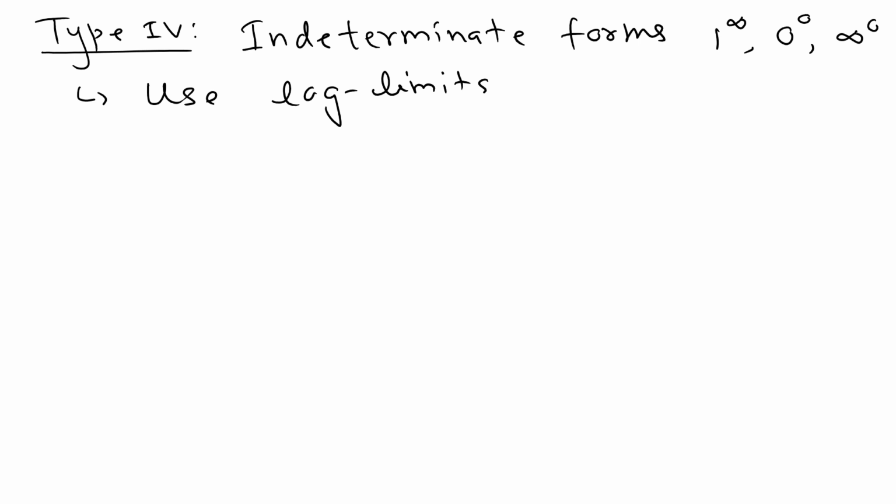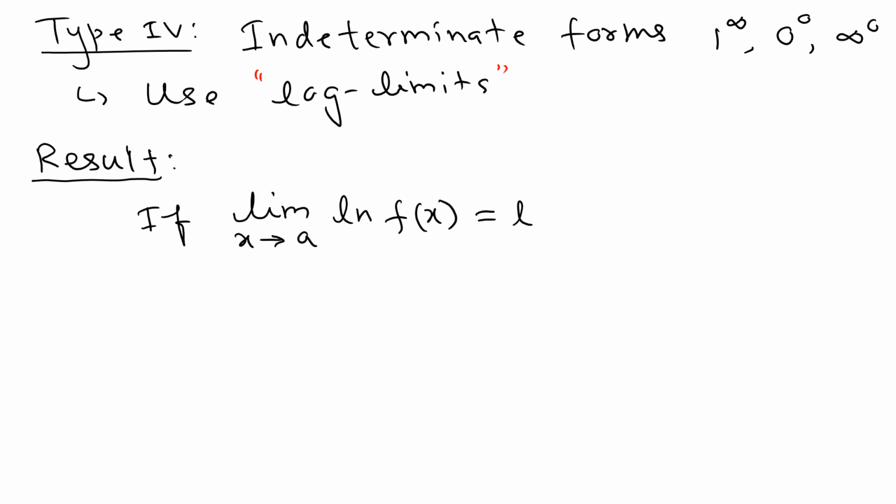We already know how to do log differentiation, like when you want to differentiate complicated ones, or a power function. But here we use log limits. The approach is very simple. We can use this main result: if the limit when x goes to a of ln f(x) equals L, then the limit when x goes to a of the function f(x) simply becomes e to the L.